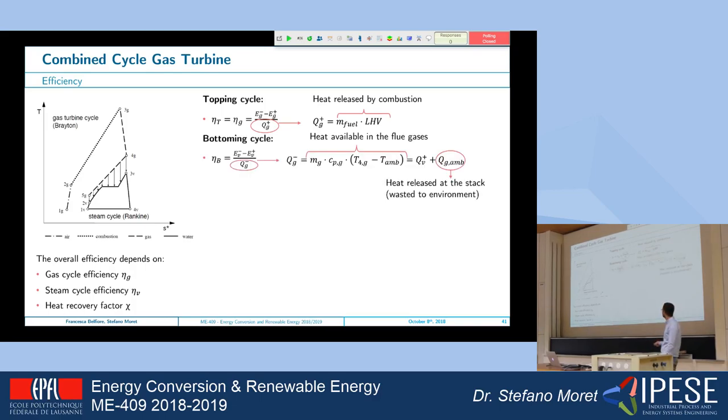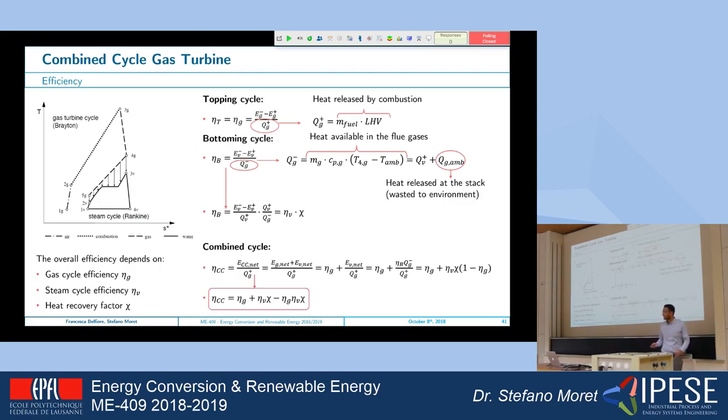Then we have the bottom cycle, which is the same thing. It is the difference between the work of the steam turbine minus the work needed in input by the pump, which is, as you remember, often quite negligible, divided by the heat that the steam cycle receives as output from the gas turbine, okay? So this heat is not entirely transferred from the gas turbine to the steam cycle. That's why we normally have an efficiency, which we indicate in this slide with a Greek letter. Basically, the efficiency of the bottoming cycle is the efficiency of the steam cycle times the efficiency of the heat transfer between the two, the efficiency of the steam generator, okay?